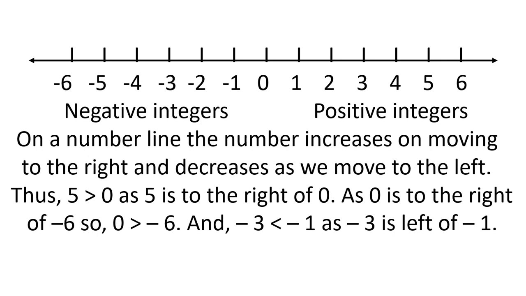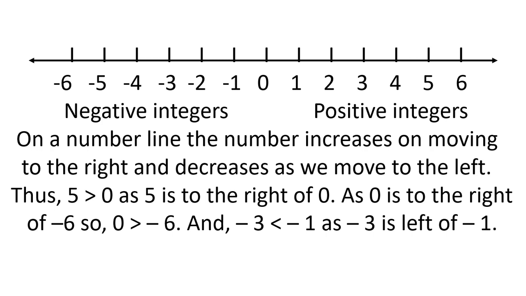On a number line, the number increases on moving to the right and decreases as we move to the left. Thus, 5 is greater than 0. Look at the number line. 5 is on the right of 0. So 5 is greater than 0.